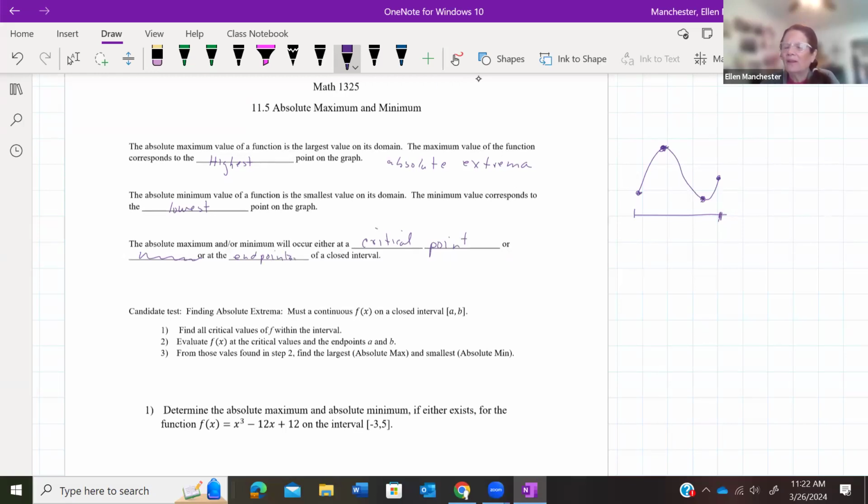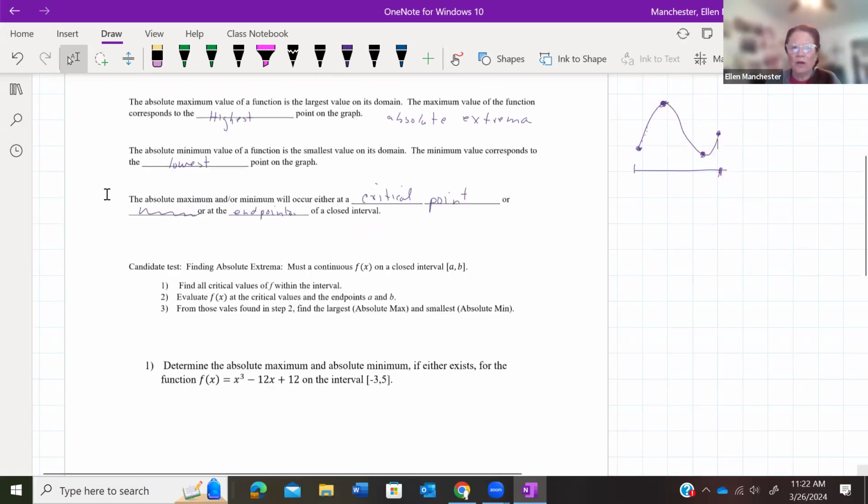Okay, so this is good news. This means I don't have to test every single point on this graph anymore. All I have to test is my critical points and the endpoints to find my absolute max, absolute min. So what that does is it narrows down the work, which is awesome. We like that because we don't want to have to take too many steps with these problems.